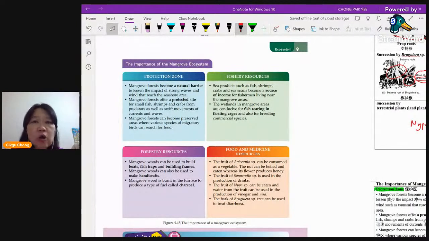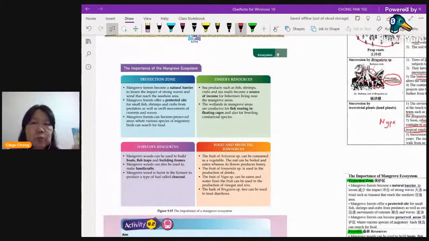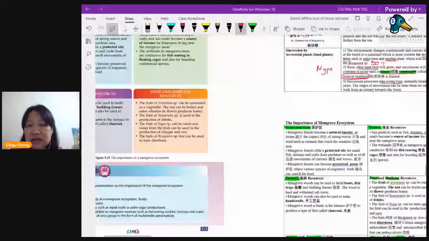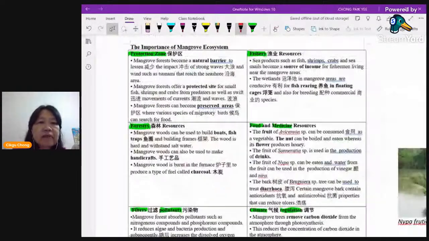They make the charcoal. It's not the coal that we dig from the ground. This is man-made charcoal, right? They use the mangrove trees to make the charcoal. Okay, so let's see what is the importance, right? Now this is your nipa. Okay, I showed already.